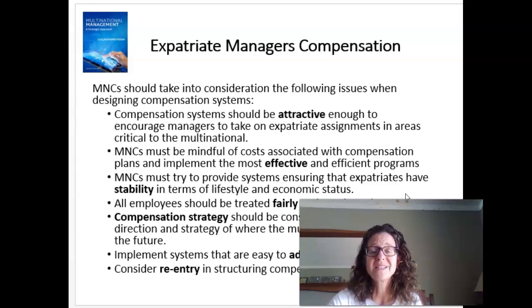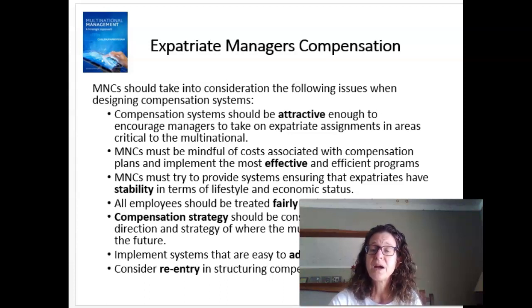Multinationals should seek to treat all expatriates fairly and consistently. If expatriates are going to experience economic hardship while overseas, it is unlikely that future individuals would be interested or willing to take on expatriate assignments. And so multinationals should seek to develop a compensation strategy that is consistent throughout the organization. And of course, the larger and more globally dispersed the organization, the more complicated this is going to be.